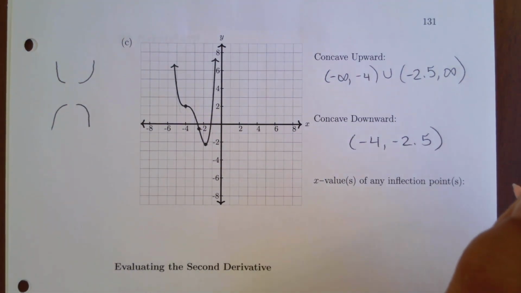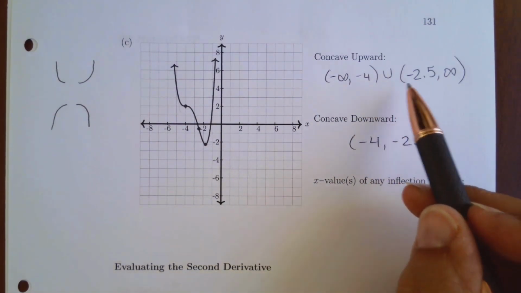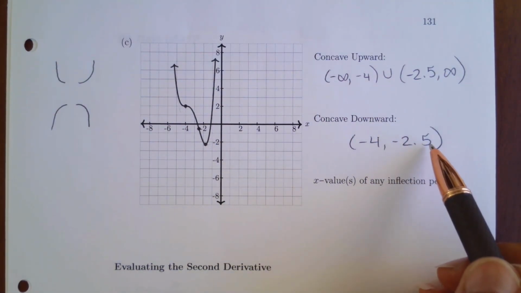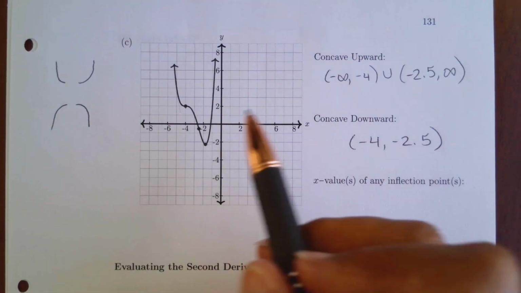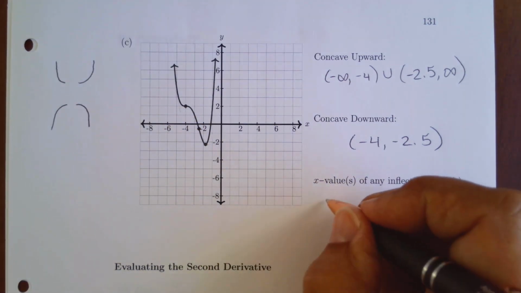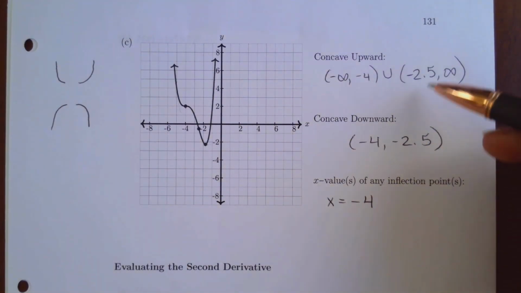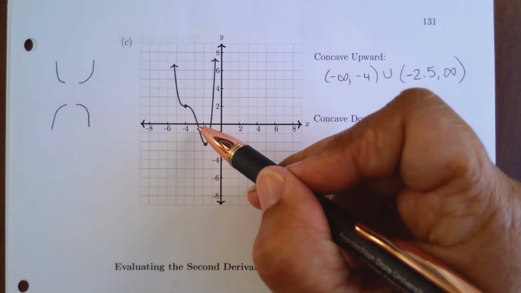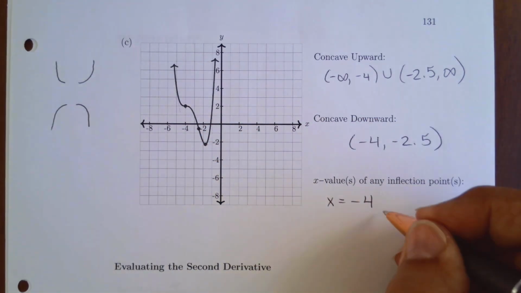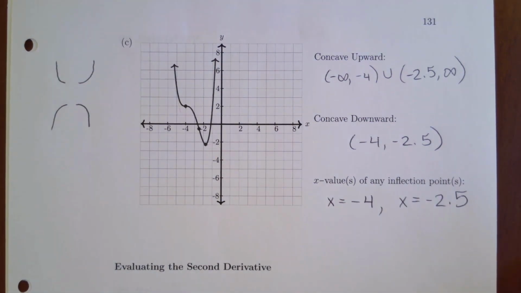All right, so let's talk about points of inflection. These are your possible points of inflection where these numbers are. So negative 4, did we change? Yes, at negative 4, we changed from concave up to concave down. So x equals negative 4 is a point of inflection. What happened at negative 2.5? We went from concave down to concave up. So that is also a point of inflection. So this one had 2 points of inflection. Hopefully the visual is helping you wrap your head around the concavity.